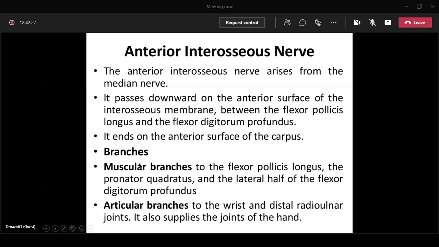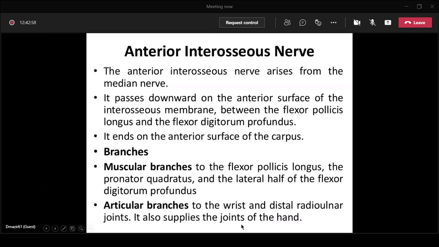It also has muscular branches to the flexor pollicis longus, pronator quadratus, and the lateral half of the flexor digitorum profundus. So the median nerve supplies these muscles through its anterior interosseous nerve, because the deep group of muscles is supplied by the anterior interosseous branch of the median nerve, and it gives articular branches to the wrist and the distal radioulnar joint. It also supplies joints of the hand.